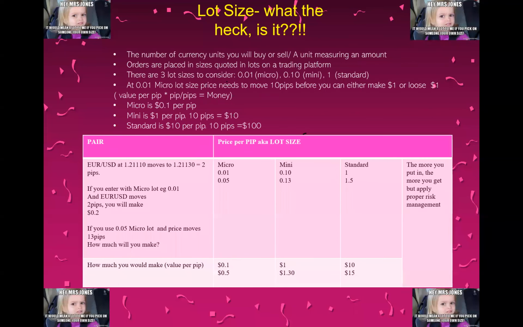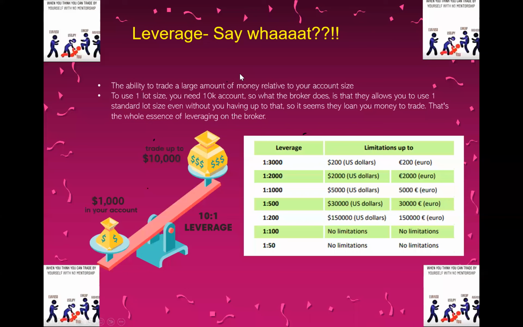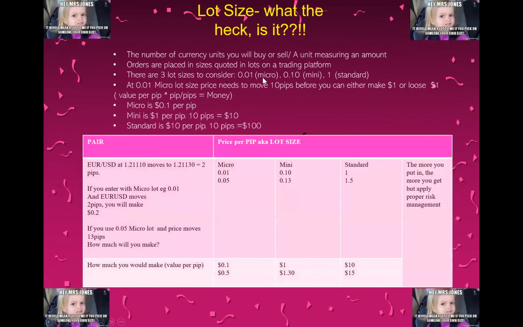Okay, that's fine. Now, generally speaking, there are 3 lot sizes to consider. The 3 lot sizes are your micro, your mini, and your standard lot. Your micro is the 0.01. It goes all the way to 0.09. And I hope you're writing this down. 0.01, and it goes all the way to your 0.09. I'll give you a minute to write that down.